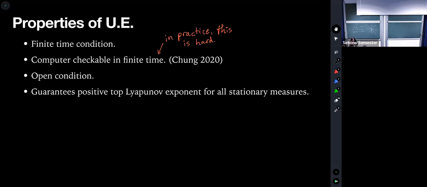The last one, which is not the last one on the slide, but the last one I'm saying, is computer checkable in finite time. So this was shown by Brian Chung in 2020. And at first glance, it seems like it should work really well. Like to do this, all you have to do is check a finite number of points because the tangent bundle is compact and M is compact. So and this is a very nice continuous condition. So you can just pick a finite number of points, and a priori, you can just check it at those points, show it's uniformly expanding.